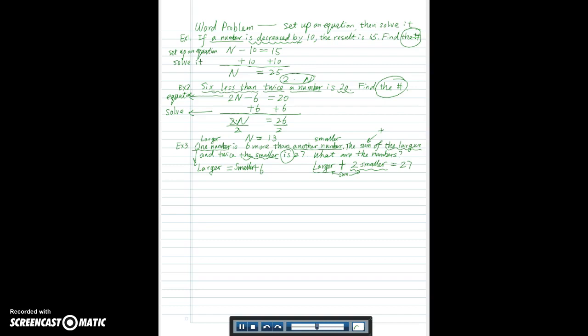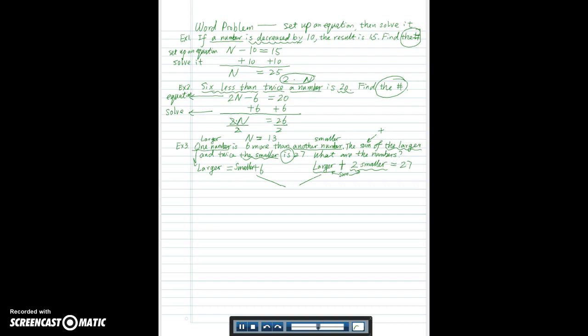But we cannot solve either of them because there are always 2 unknowns, larger and smaller. So the next goal is to combine them into one equation. So how do we combine? Actually, what we're going to do is substitution. We plug in. How do we plug in? Which one plugs into which one?